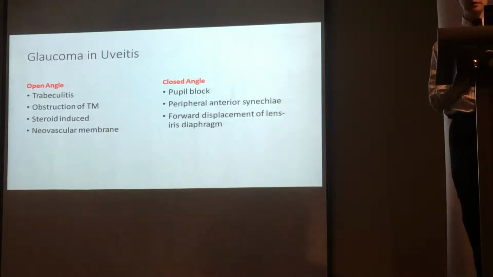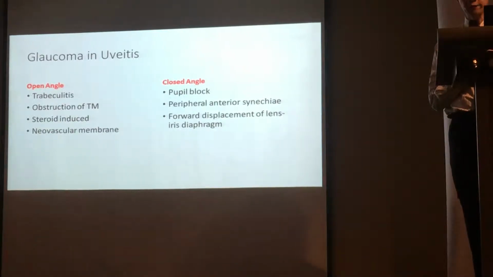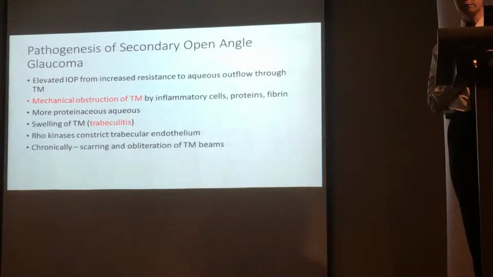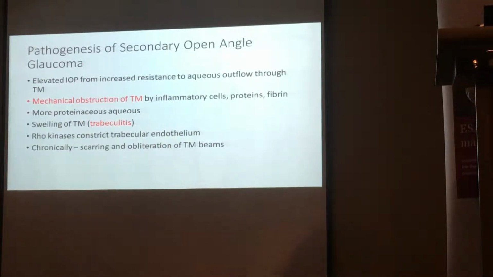And certainly some of the conditions can cause a forward displacement of the lens iris diaphragm. That forward displacement means that the entire lens iris diaphragm moves forward, and in the peripheral iris, you're actually closing up the trabecular meshwork.